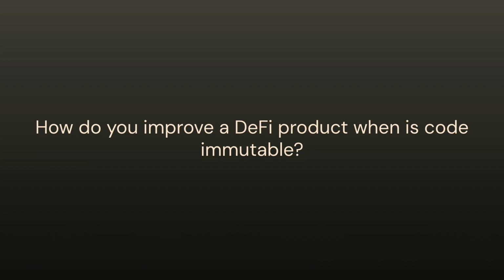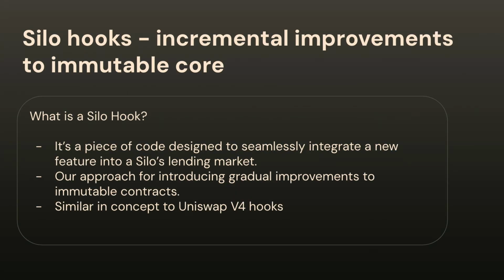So that begs the question: how can you have an immutable contract, an immutable product in DeFi, and still improve and introduce new features to find product market fit? And the answer is hooks. That's exactly what we did.